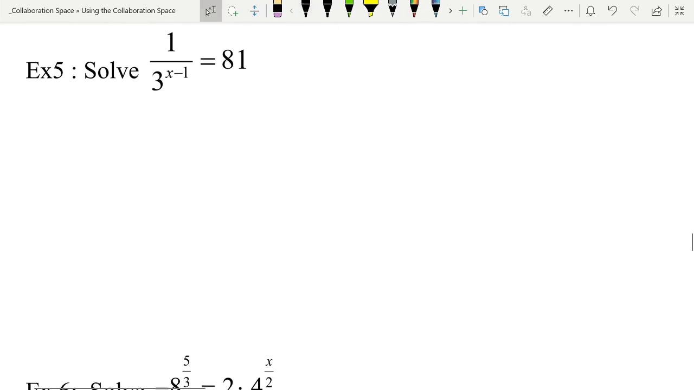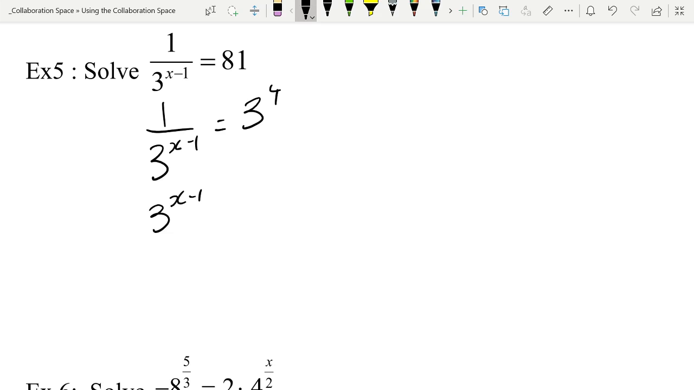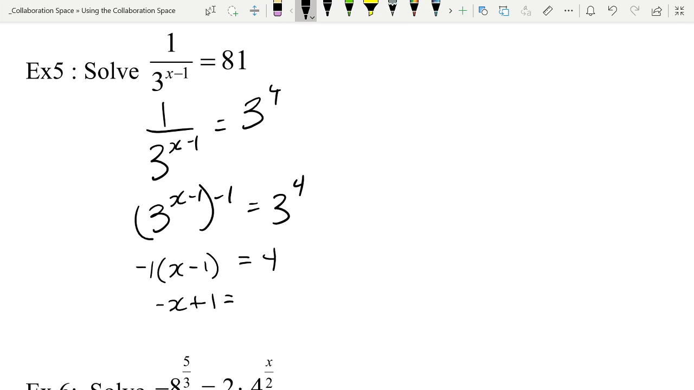Okay, looking at number 5. That's 1 over 3 to the x minus 1 equals 3 to the 4. All right, you know what else I can do with this? I can make this a reciprocal. I can say that this is 3 to the x minus 1 to the negative 1, which equals 3 to the 4. So I can say that negative 1 times x minus 1 is equal to 4. So that's like saying negative x plus 1 is equal to 4. So that's like saying negative x is equal to 3. So x is equal to negative 3. And again, you can run a check on that if you don't believe it.